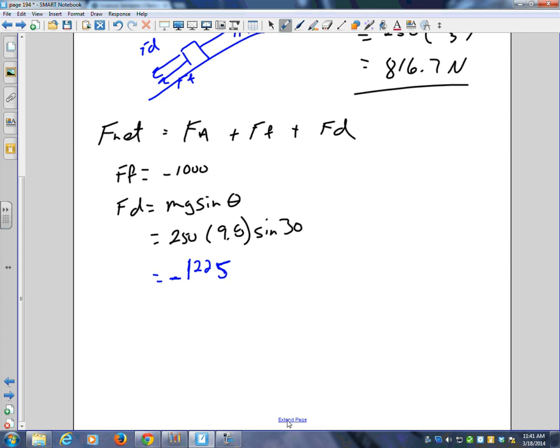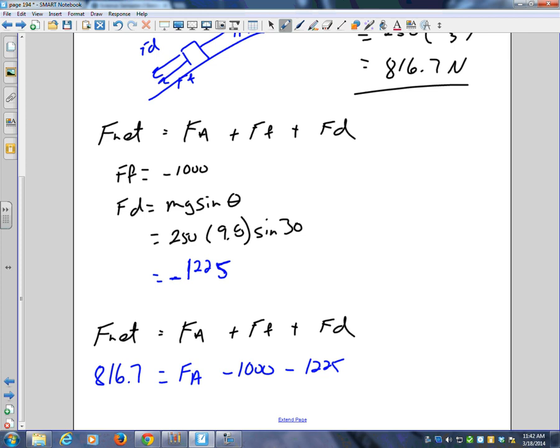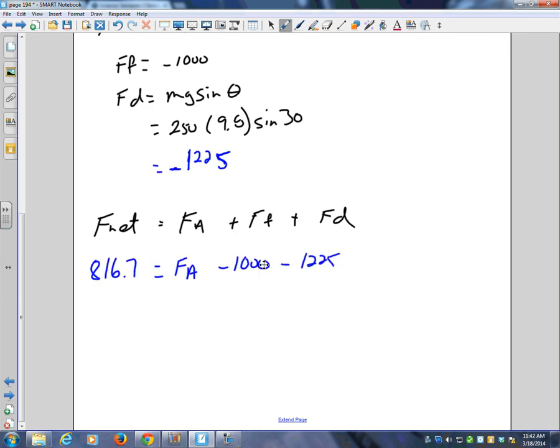So now let's go back to this formula right here, which I did get all copied, I guess. All right, and let's redo that again and plug in some numbers. So my F net is 816.7. I'm solving for applied force. The friction force is minus 1,000, and the FD is minus 1225. So these negative numbers go to the other side. Oh yeah, hang on. They go to the other side and become positive, right?